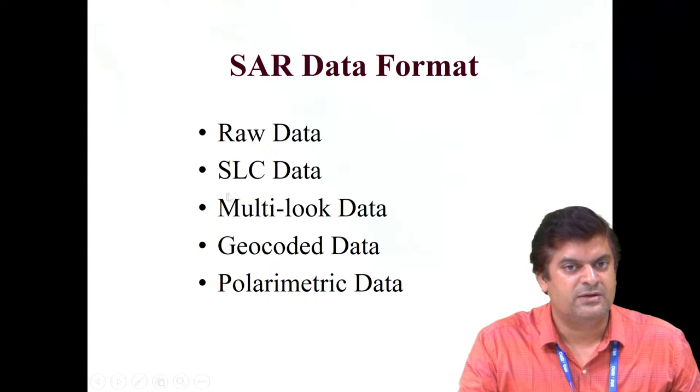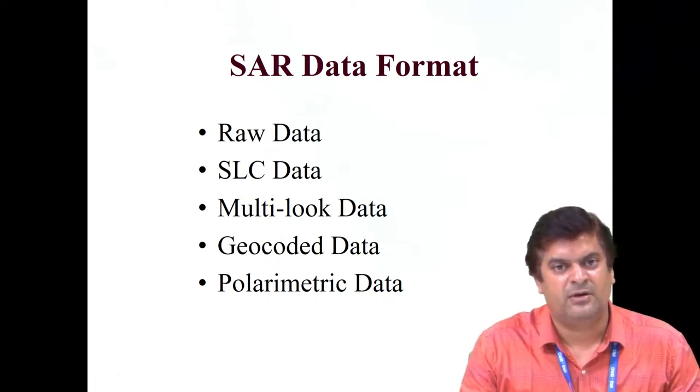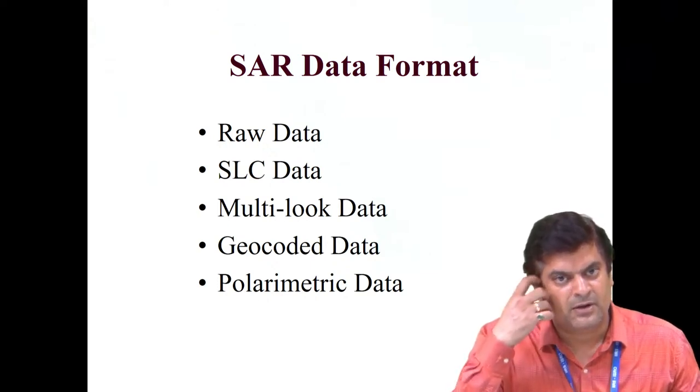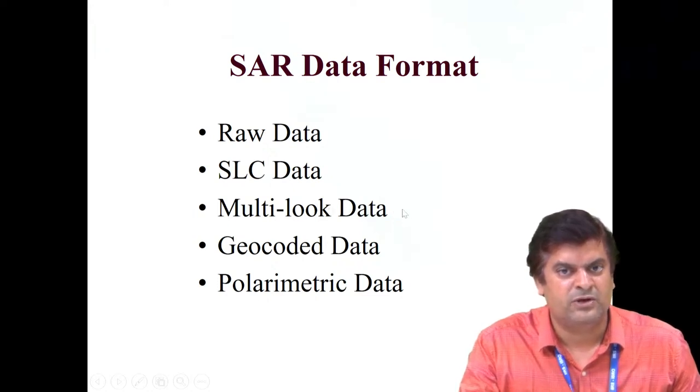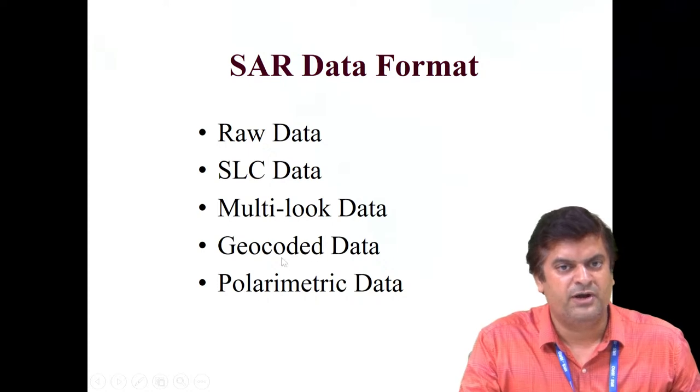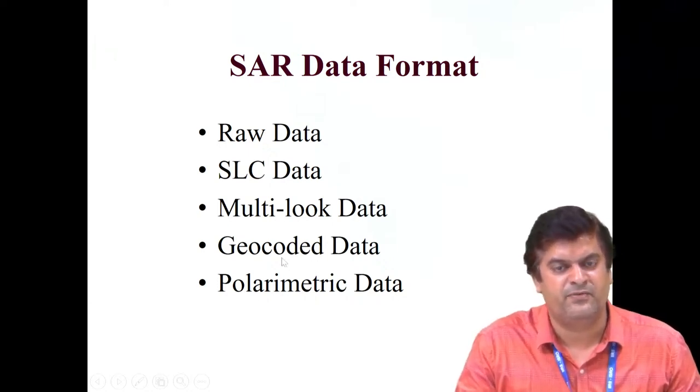Now it is also possible to get the data set in the multi-look format. The multi-look data set will be free from the slant to ground range ambiguity, and the pixel shape will also be square. Now the geocoded data set will be the georeferenced data set. It will have the coordinate information.